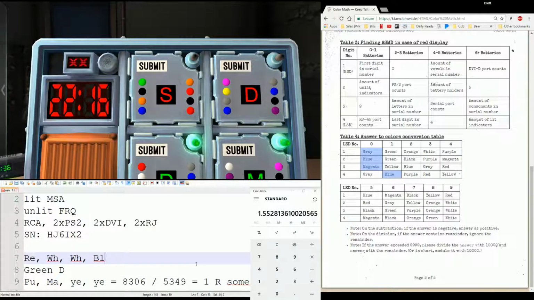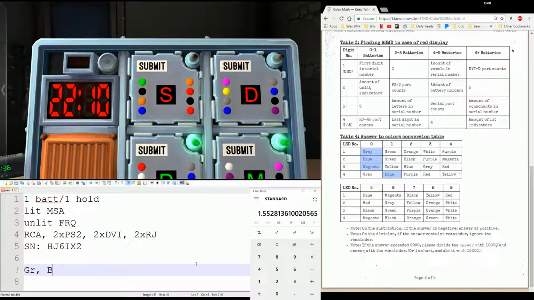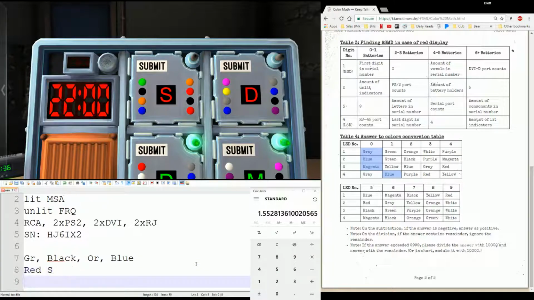This one's a red one, so this is something different. A little bit. Green, black, orange, blue, red, S. And if it's a red, you don't actually need to read off the second part. Doesn't matter. This part has no bearing on the calculation. So green, black, orange, blue, red S.